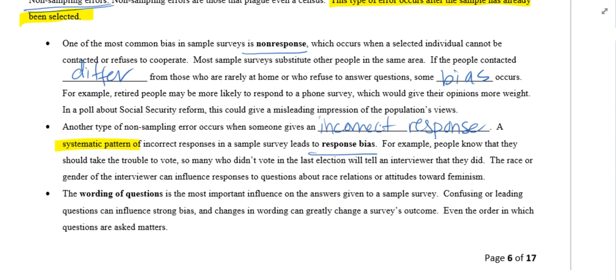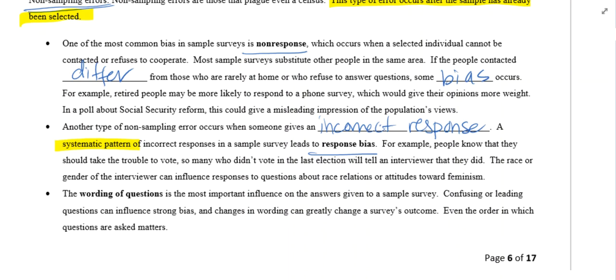For example, people know that they should take the trouble to vote, so many people who didn't vote in the last election will tell an interviewer that they did vote. The race or gender of the interviewer can influence responses to questions about race relations or attitudes towards feminism. Those types of things are systematically changing how people are responding. It's not just how one person felt or responded. It's a systematic situation where lots of people are responding the same way because of either the interviewer or the type of question.